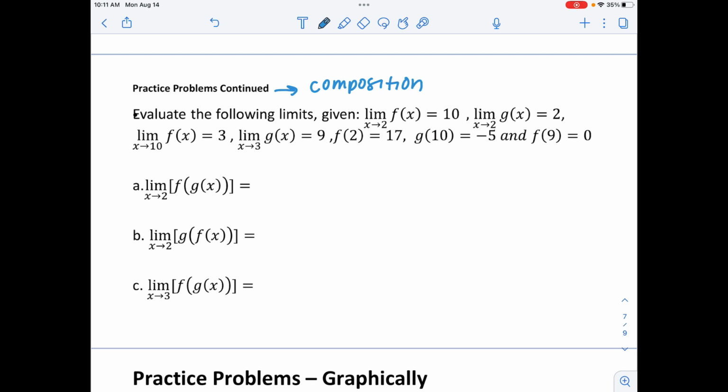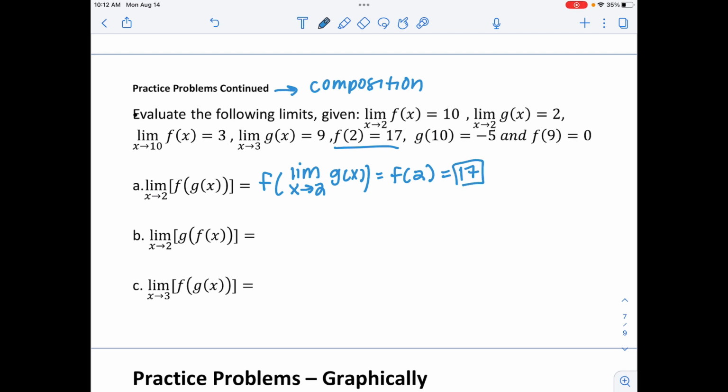And so if you go to A, the limit as x approaches 2 of f of g of x equals, so if you go back to what we saw earlier, this is equivalent to f of the limit as x approaches 2 of g of x. And so we'll start by doing the inner function. So we first need to find the limit as x approaches 2 of g of x. Luckily, if you look at this, we have a lot of information. And we don't need all of this information. We're just going to need some of it. But the limit as x approaches 2 of g of x is 2. And then f of 2 is 17. So that's the answer to this one.